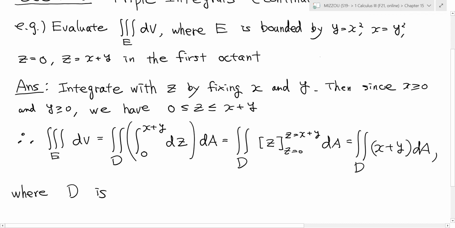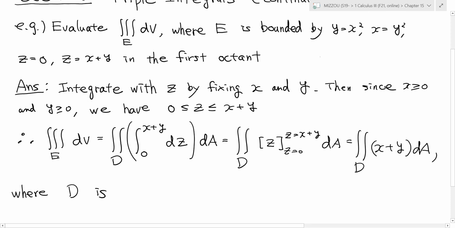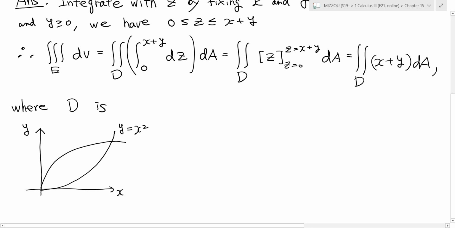If you look at those equations, we are done with those. What we are left with is only y is equal to x squared and x is equal to y squared. So therefore, D is the region bounded by those two. What is that? Well, both of them are parabolas, and this is the x and y axes. And this is y is equal to x squared, and x is equal to y squared is this parabola.